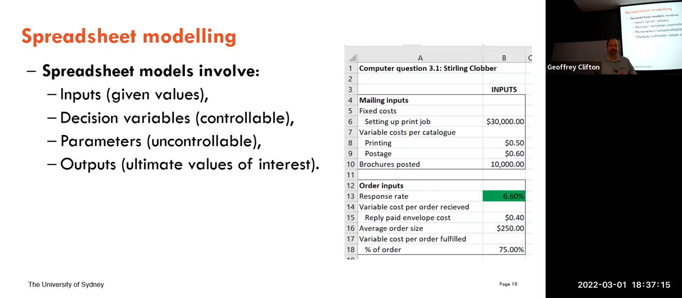In order to maximize our output. So different spreadsheet models deal with these inputs, decision variables, parameters, and outputs in different ways. Simulation modeling says, don't just assume a value for the input. Let's test a whole lot of different random values for the inputs to see what happens. And we'll look at that at the end of the semester. Does that make sense so far?